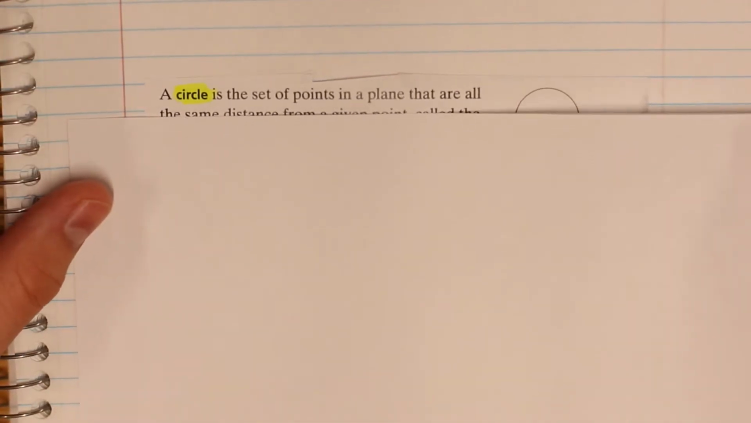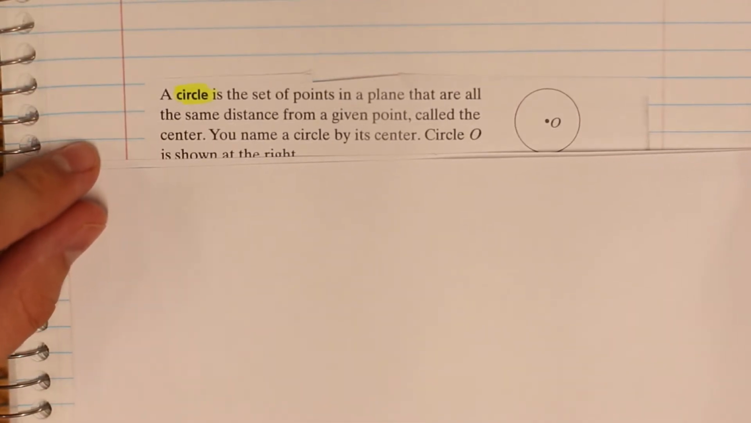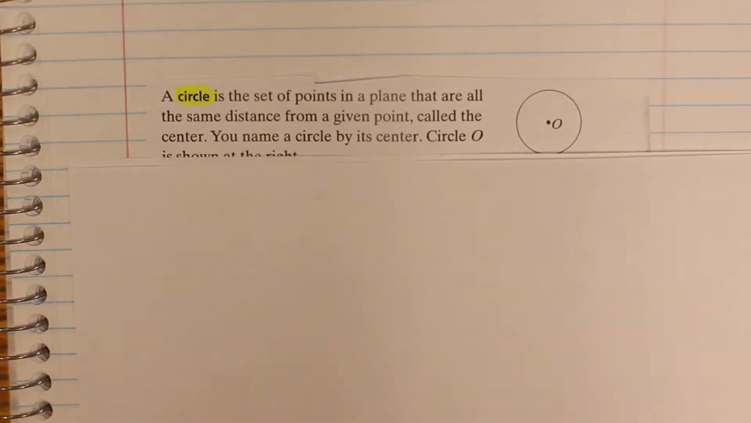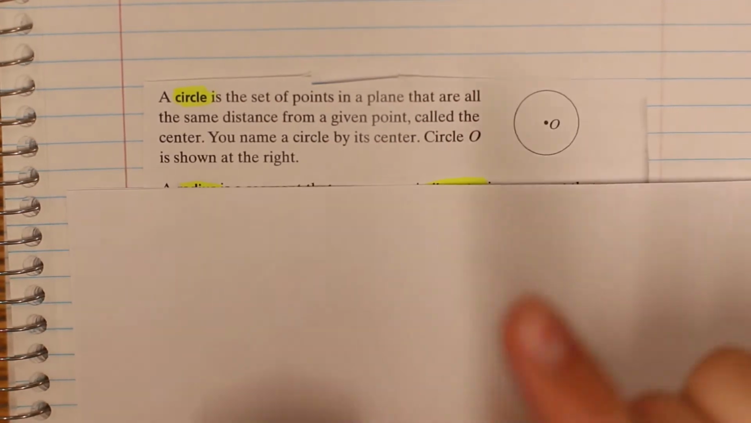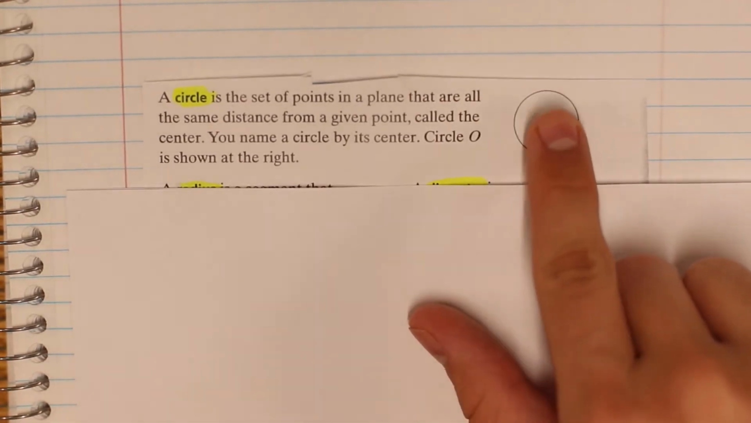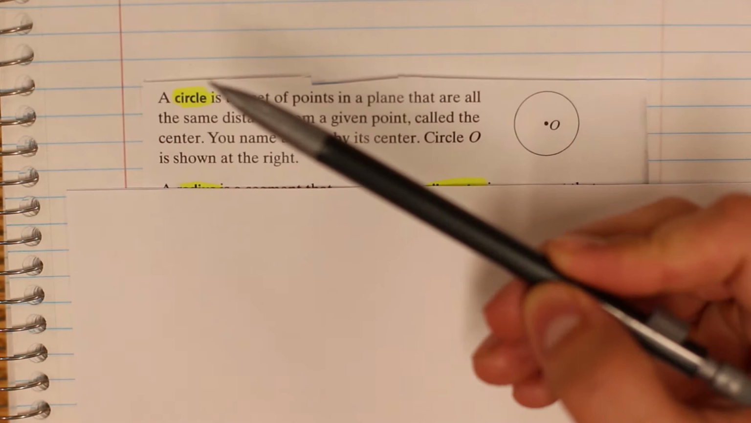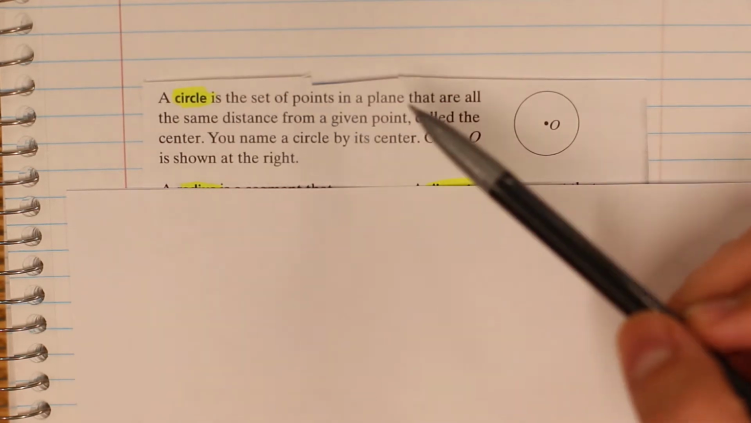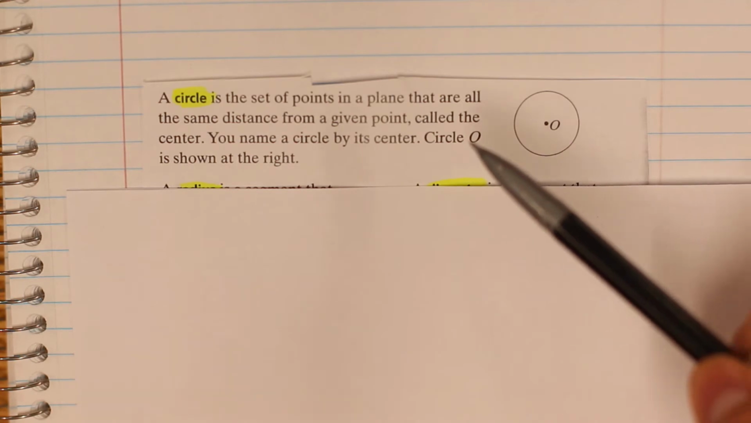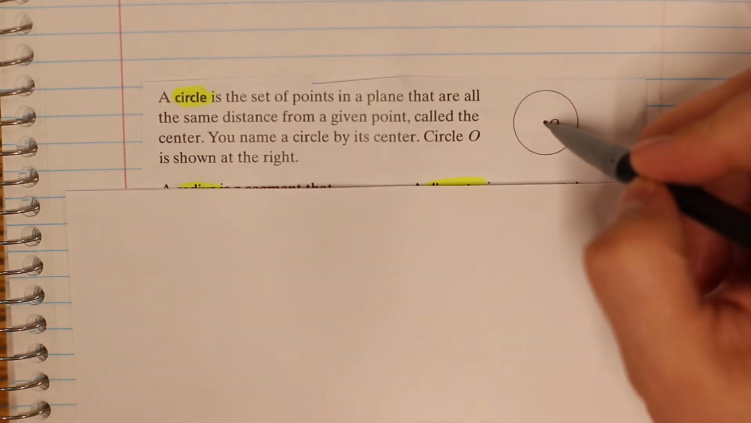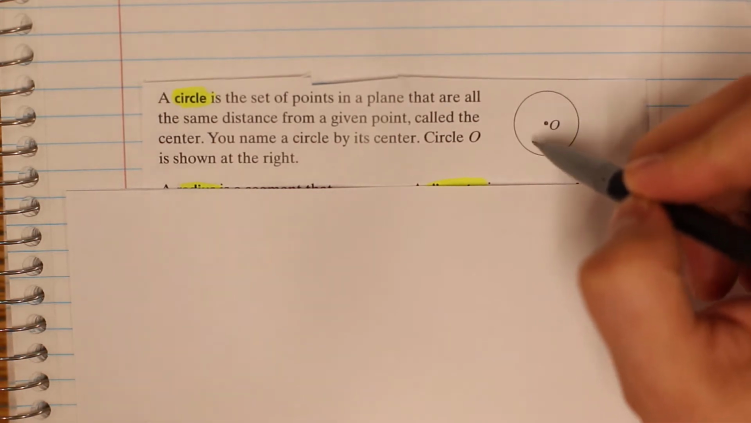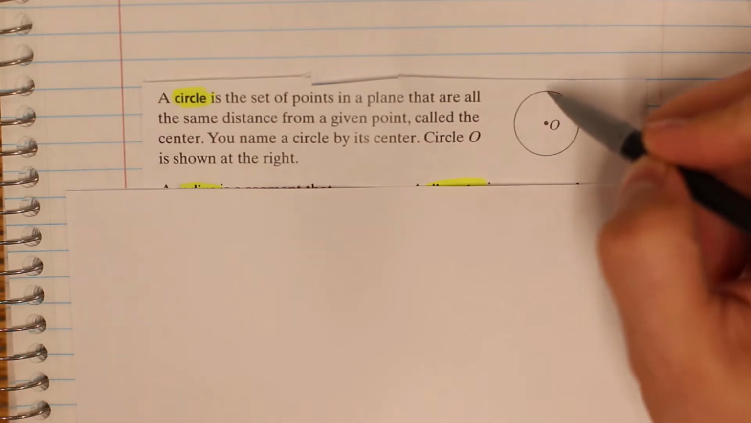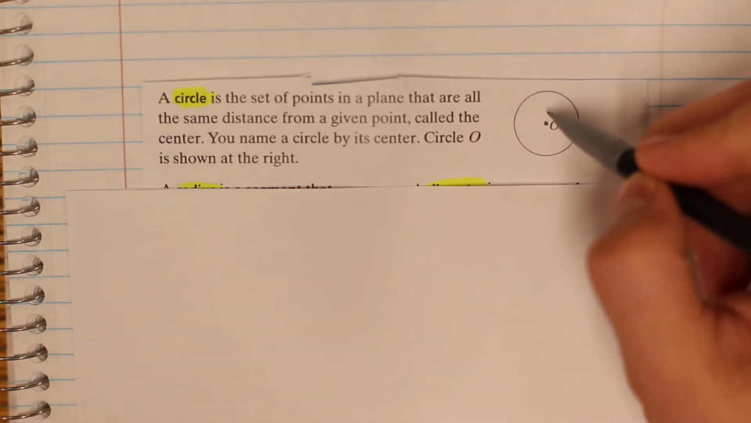Once again, we got some definitions that you will need to write down. So a circle is a set of points in a plane that are all the same distance from a given point called the center. You can name a circle by its center. Circle O is shown to the right. So you see you have a circle right here. Now this definition says it's a set of points in a plane that are all the same distance from the center. So basically, if you think about a circle, here you have a center, and if you go from the center to the edge, no matter what direction you go in, you're going to go the exact same distance. That's what a circle is.